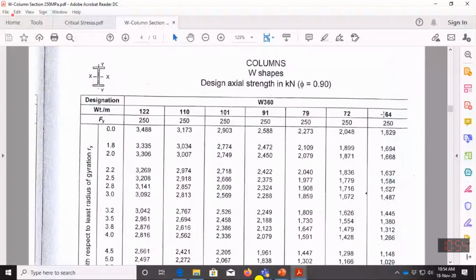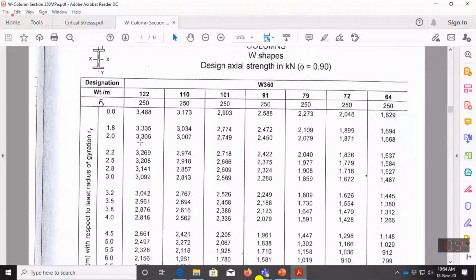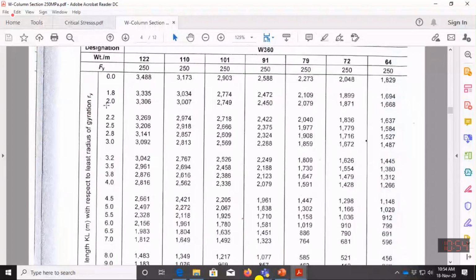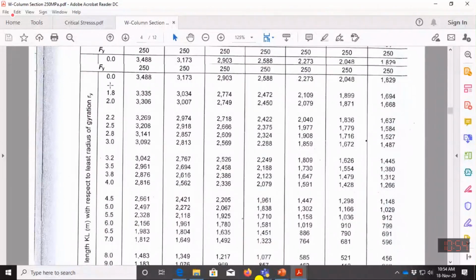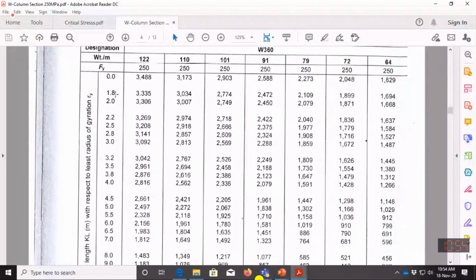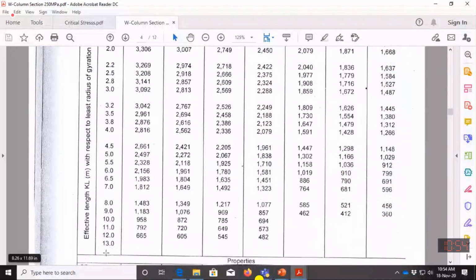So here in the third row, the properties in these columns are specified for A36 steel, or for steel with yield strength 250 megapascal. And if you are looking at this column, in this column we are provided with the length. Variable length, maybe 0, 1.8, 2, 2.2, 2.5, 3, until maybe 13.